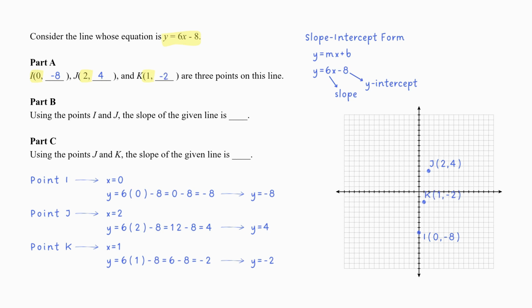Part B and C. Now the question asks us to use these points to find the slope. While we could use the slope formula and substitute the points mentioned, here is a faster method to use. Look at the equation again. y equals 6x minus 8. In this format, the number multiplied by x is the slope. It doesn't matter which points you use on the line, the slope will always be the same. So whether you use I and J, or J and K, the answer for the slope will always be 6.